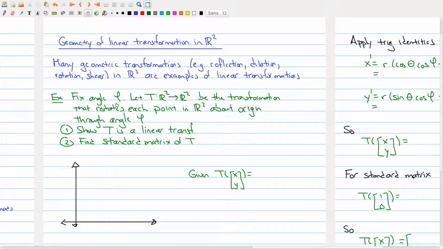Hi everyone, and welcome to part 3 of today's lecture, lecture 9. We're going to look a little bit at the geometry of a linear transformation, and we're going to look specifically in the case of R2.